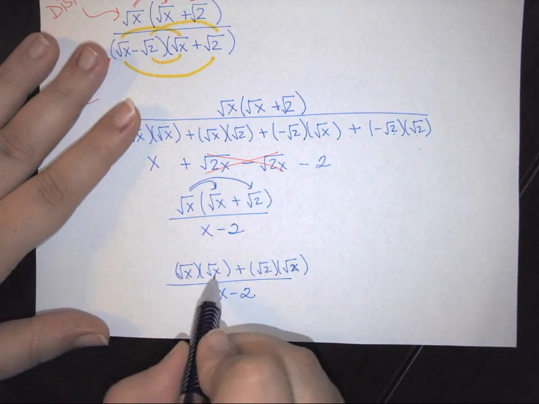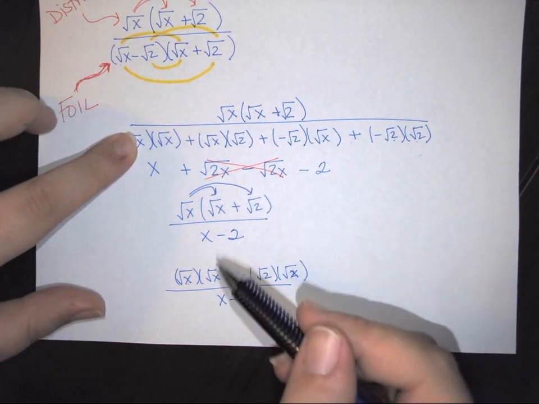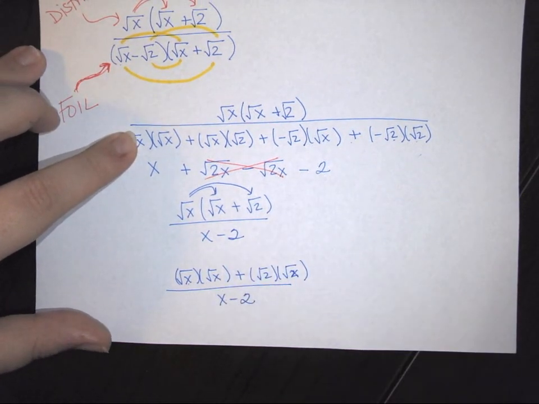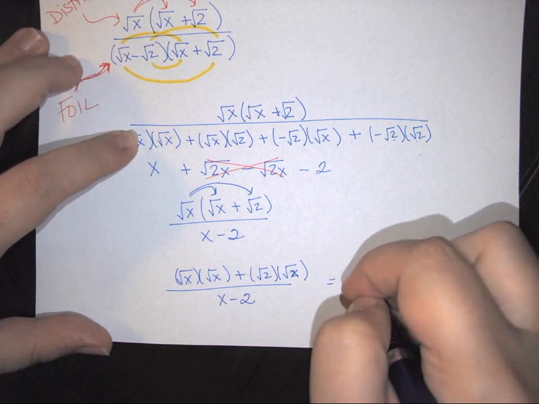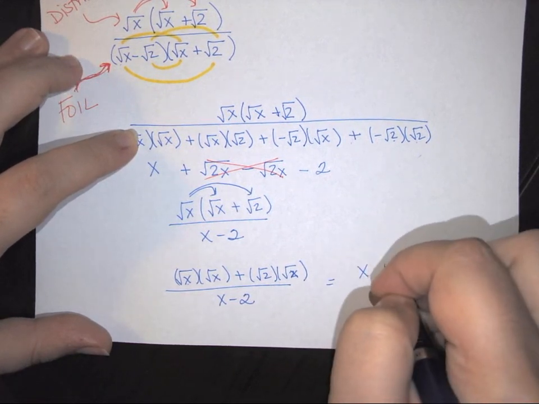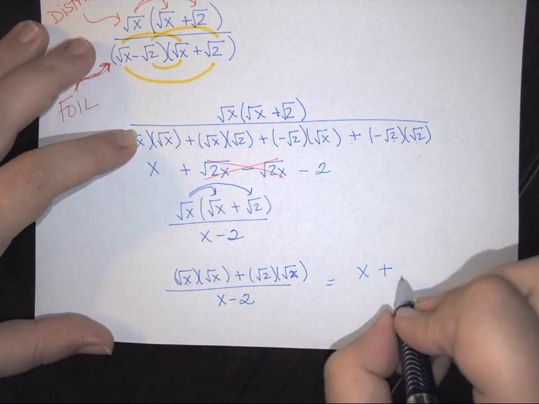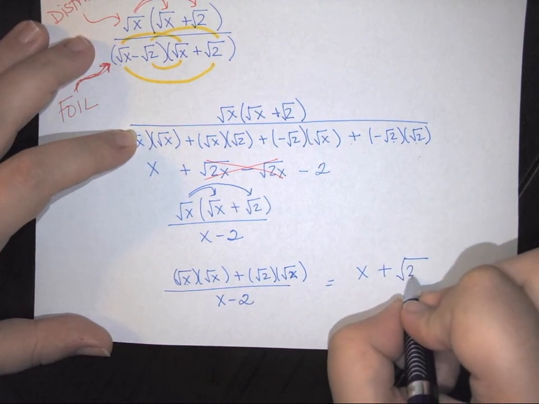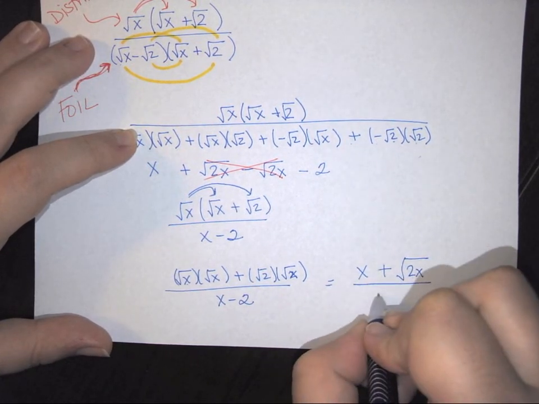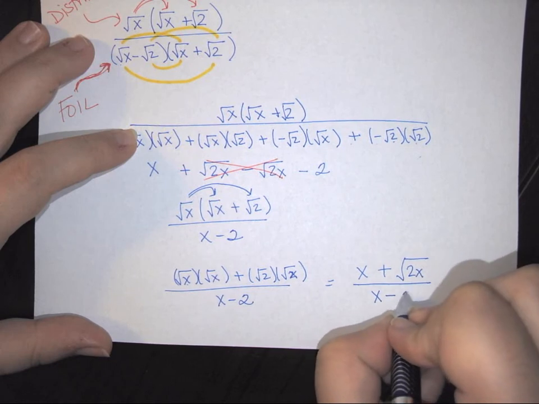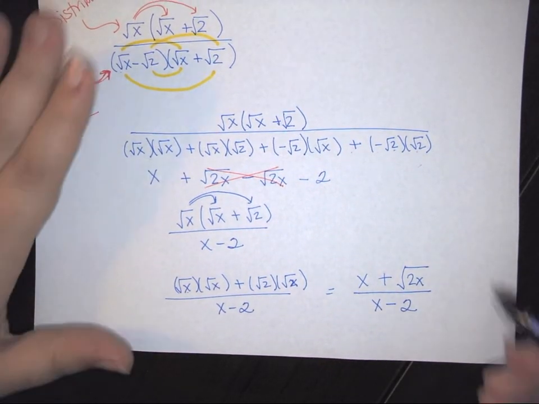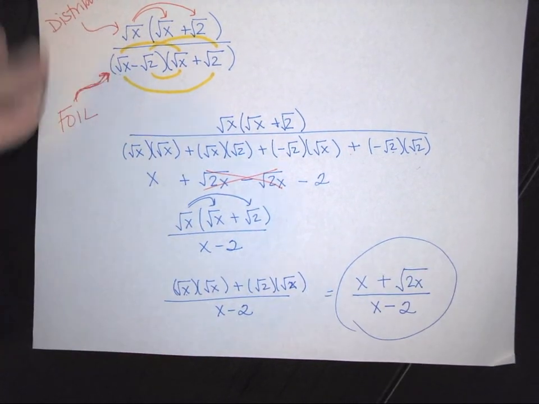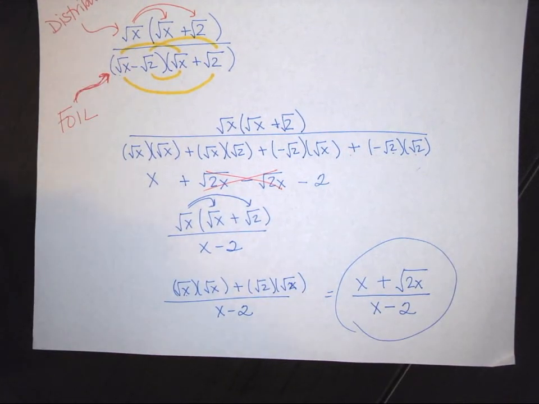Well, we know, just like from earlier, x times x is x squared. Take the square root and you end up with an x on top, plus, and then here I'm going to have the square root of 2x, and the whole thing is over x minus 2. And this becomes my rationalized denominator.